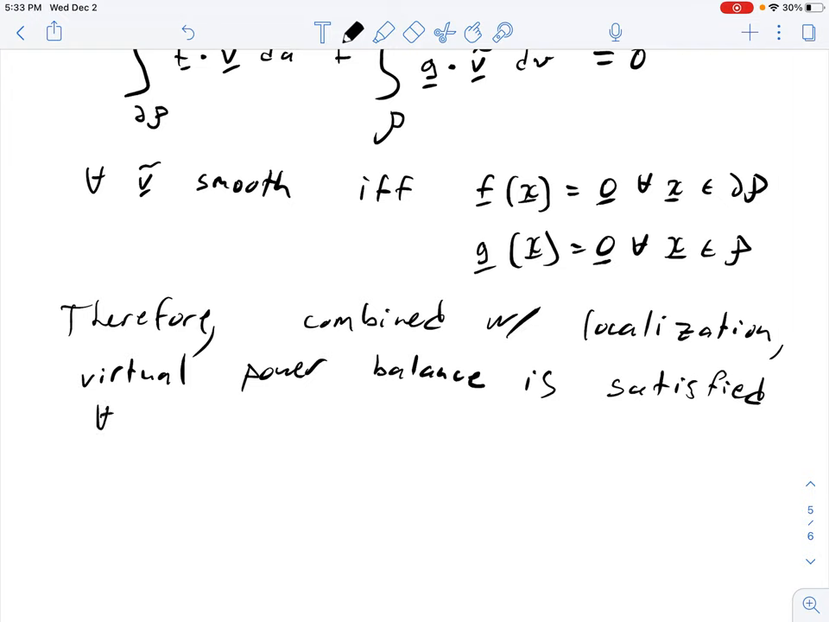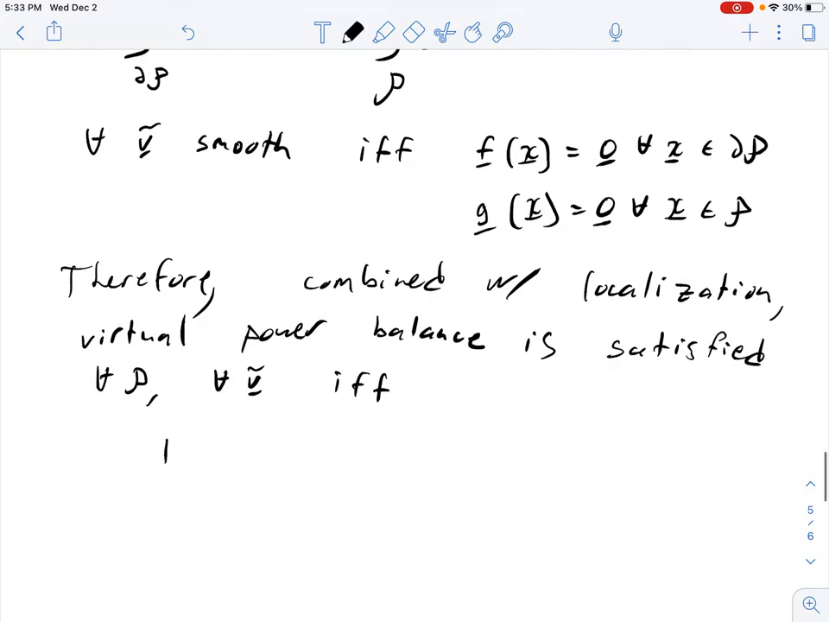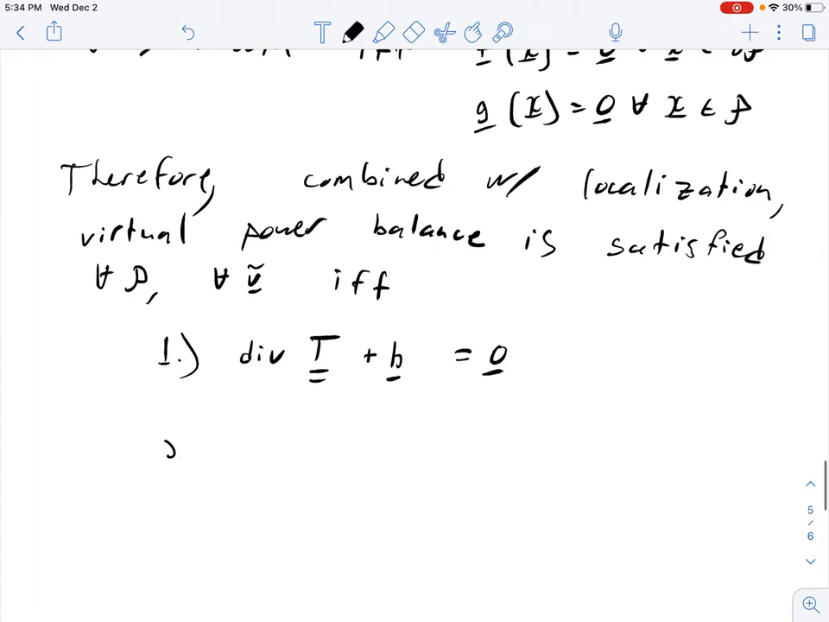So say for all P, for all V tilde, if and only if 1, div T plus B is equal to 0 and 2, T n hat is equal to T hat n hat, like that.